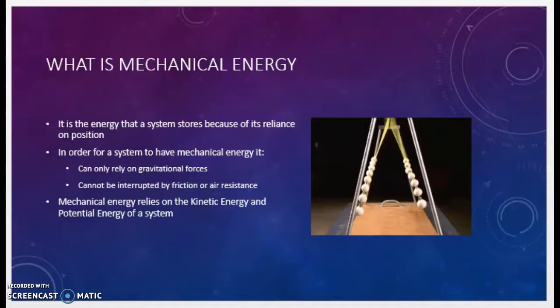In order for a system to have mechanical energy, it can only rely on gravitational forces. It can't have anything pulling or pushing on it, and it cannot be interrupted by friction or air resistance, or at least it has to be of negligible value. Mechanical energy relies on kinetic energy, which is the energy of motion that an object has, relying on the mass of the object and the velocity. The potential energy within a mechanical system is the possibility of energy because of the position that the object is in.